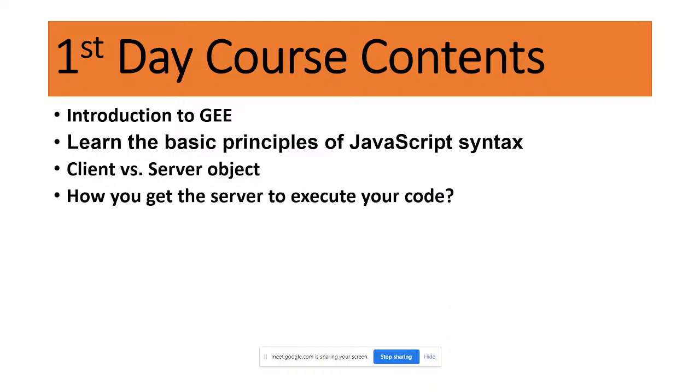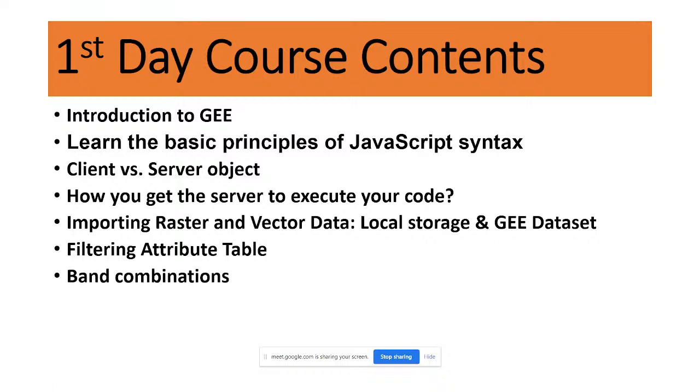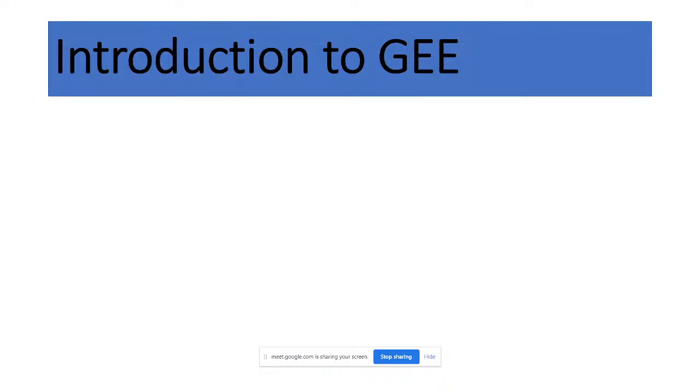Then how you can get the server to execute your code. I also discuss this. Then importing raster and vector data from local storage as well as the Google Earth Engine dataset. Then filtering the attribute table, how you can easily do it. Then band combination, we also discuss that. Then import, filter, reduce, clip, and display data in the Google Earth Engine platform. Okay, so let's go.